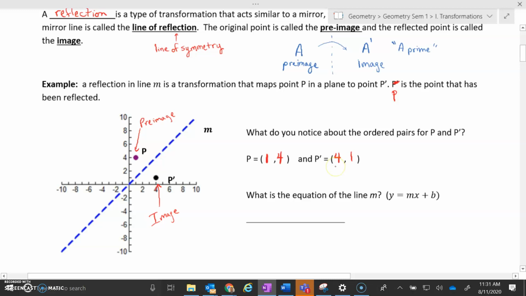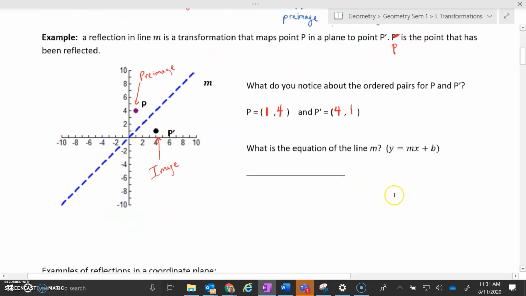What do you notice about the pairs of coordinates? The x and y values. What do you see? The x and y values have been switched, right? So we're going to write that, the x and y values switch. That's not for all reflections, but just on this one.